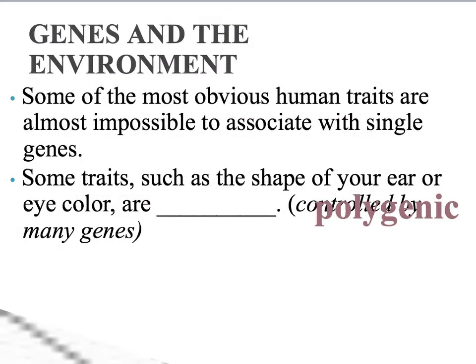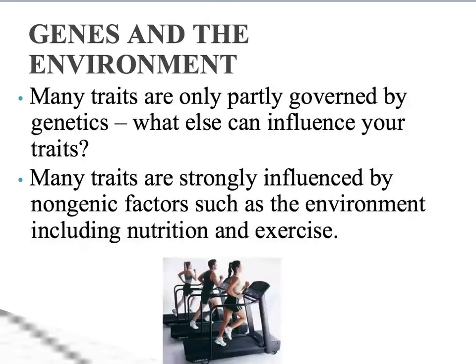Okay, genes in the environment. This word polygenic should be in the blank here. So some traits such as the shape of your ear or eye color are polygenic. Okay, many traits partly governed by your genetics. What else can influence it? Environment. Nutrition and exercise being some of the major factors in the environment. But it could be sunlight, it could be chemicals in the environment, pollution, and things like that as well.